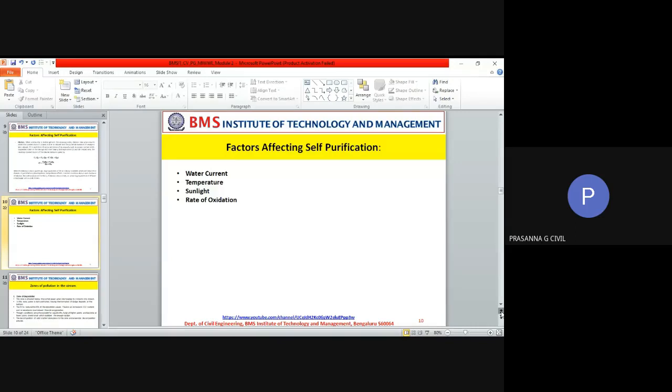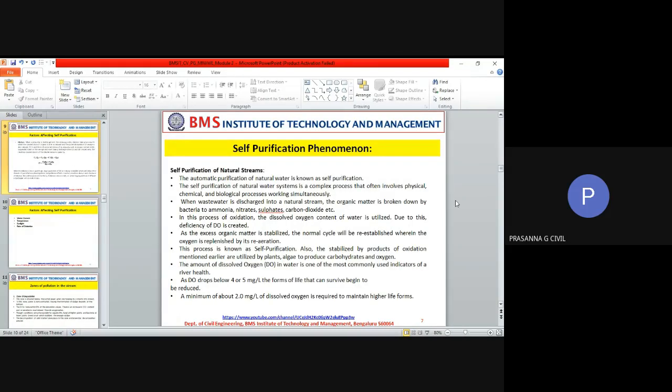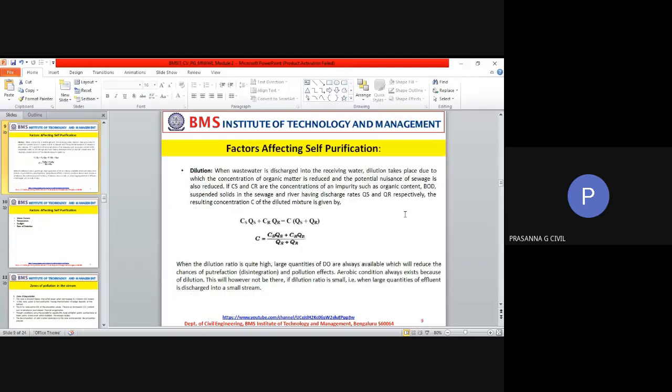So let us remember this for river stream. It's a very important question as far as your exams are concerned. So we are talking about dilution, then water currents, temperature, sunlight, and the rate of oxidation that can influence this.